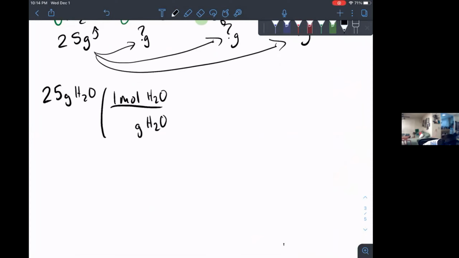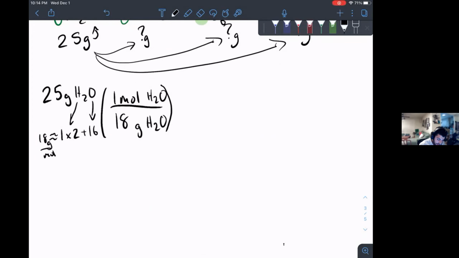That atomic mass, real quick, hydrogen is about 1, oxygen is about 16, but we have 2 hydrogens, so it's about 18 grams per mole. So 18 grams per 1 mole. That's exactly what I put here. So that's the first part.